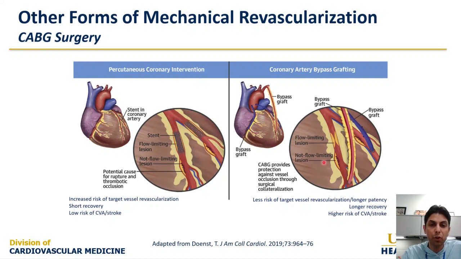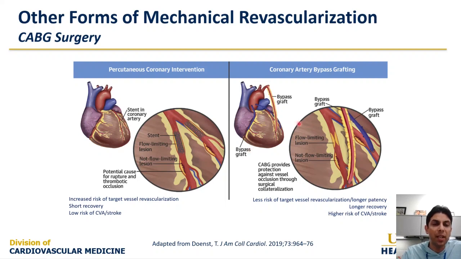Now, the advantages of CABG surgery are that very fact, that there's less risk of target revascularization. There's longer patency of those grafts. The disadvantage is that there's longer recovery. It takes a week or two to fully recover, and sometimes months to really recover from CABG surgery. There's also a higher risk of stroke when a patient is put on a cardiopulmonary bypass machine. Sometimes a surgeon is able to do CABG surgery in a minimally invasive way, and they can mitigate that risk by not putting a patient on a cardiopulmonary bypass machine.